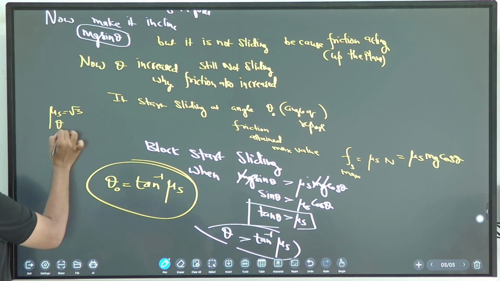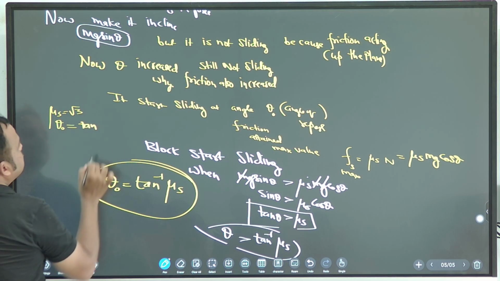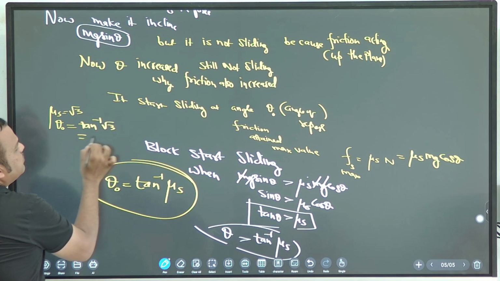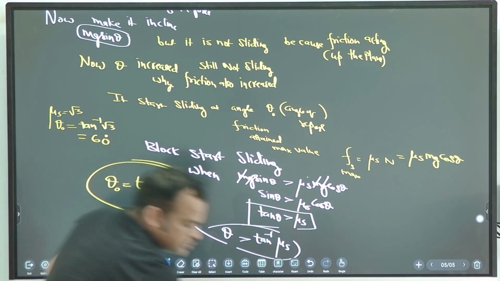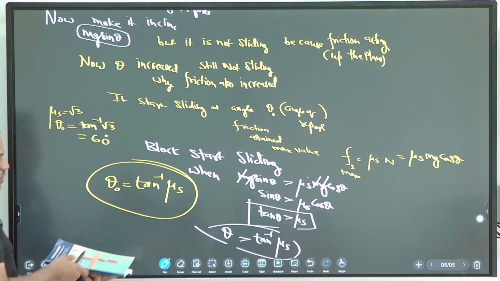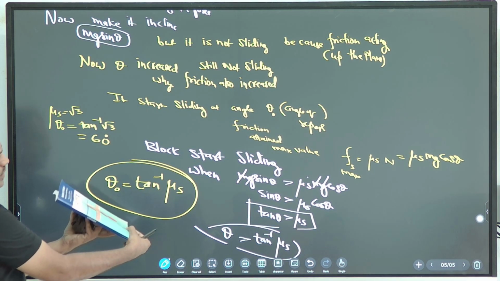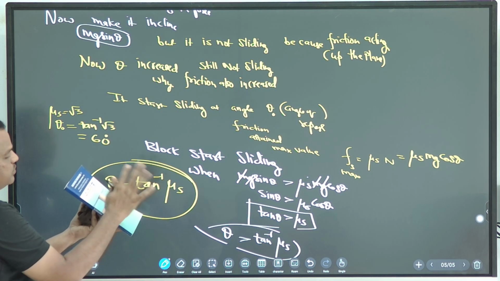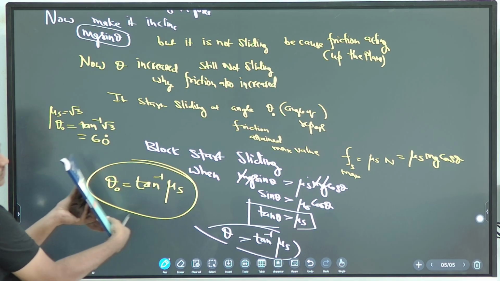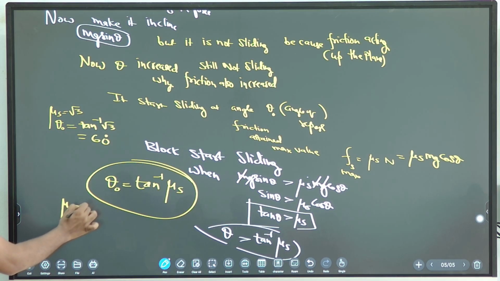Suppose mu s is root 3. Then what is the angle of repose? Tan inverse root 3 means 60 degree, correct? So up to 60 degree, the object will not slide. 10 degree, 20, 30, 40, 50, up to 60 degree, the object will not slide. More than 60 degree, it slides.